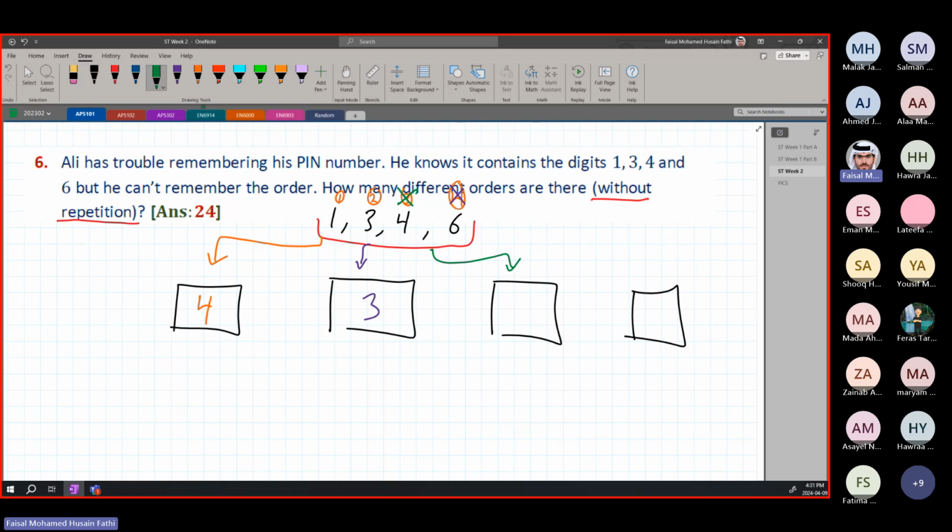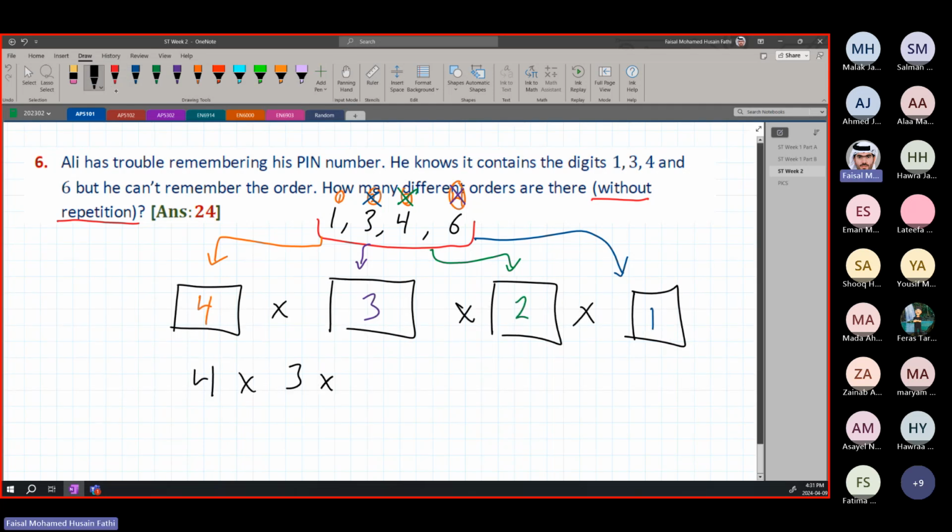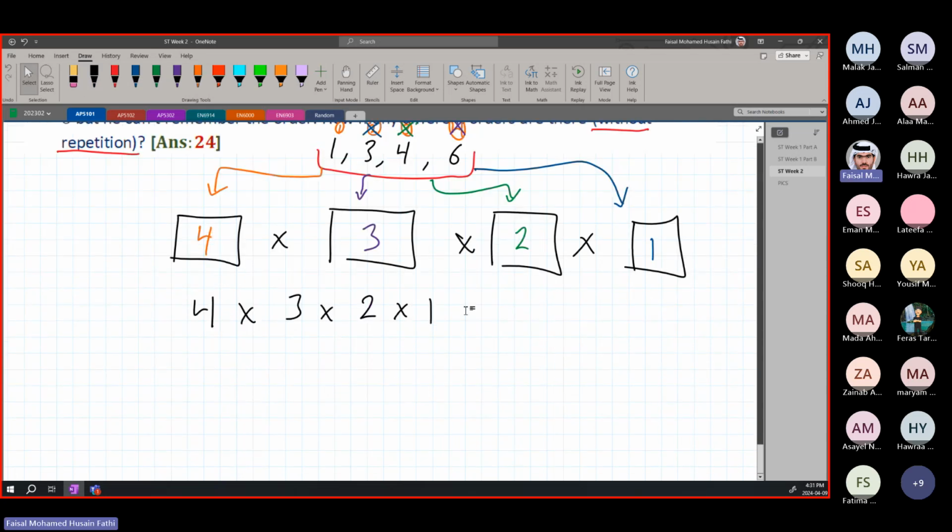Again, moving on. We chose 3. Now we chose 2 numbers. How many numbers do we have left? We have 2 numbers left to choose from. Again, how many numbers left to choose from? We're going to have only 1 number to choose from. So this is just 4 times 3 times 2 times 1. All right? So the answer is 24.